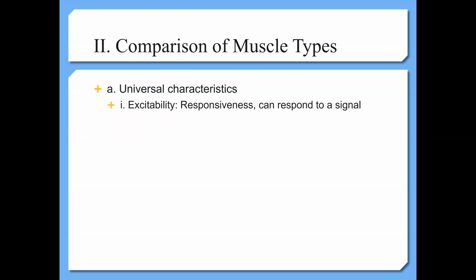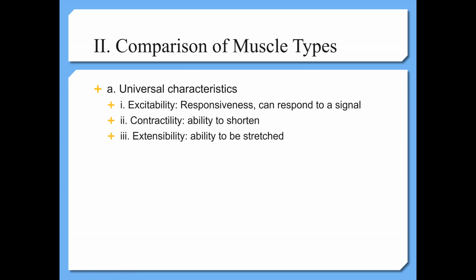It doesn't generate anything. It just happens to be attached to bones, and because it's attached to bones, when it shortens, it's going to make movements. It has the ability to shorten. That's what happens when you get an action potential down to there. It's also able to be stretched, because we can stretch our muscle fibers when we contract the antagonist.